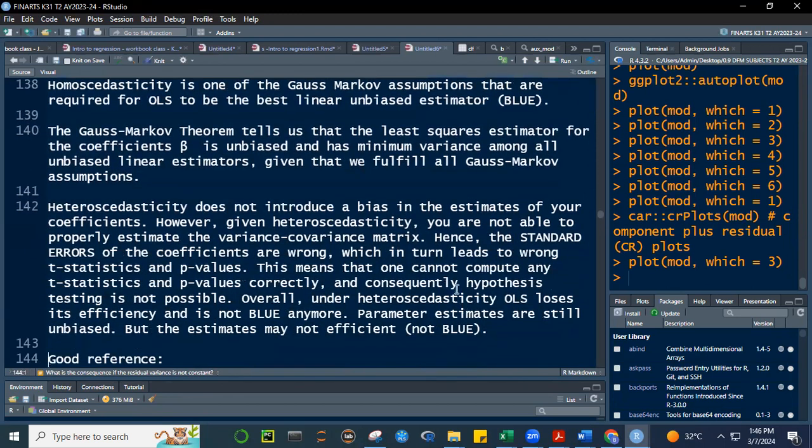I carefully chose my text here. If it's heteroscedastic, ano mangyayari? Magkakaproblema sa pag-compute natin ng variance covariance. Okay? And because of this, what happens? Yung standard errors natin, magiging mali.